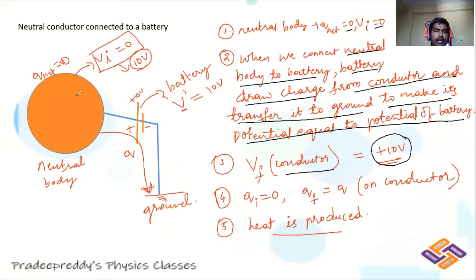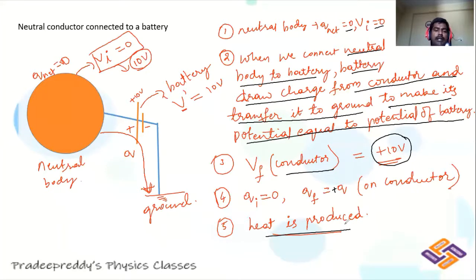Now, after you connect it to the battery, its potential has become plus 10 volt. Obviously, charge is being transferred to the ground. Therefore, it gains a positive charge. As a result, what is the final charge on the conductor? The final charge will be plus Q on the conductor. And as charge is transferred from the neutral body to the ground, what happens? Heat is produced within this process.